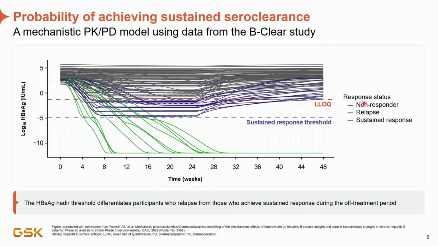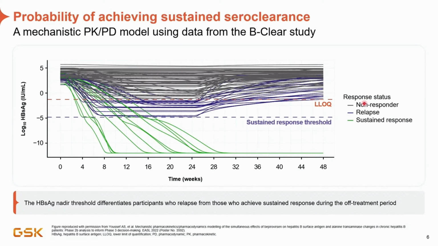So we can start to investigate this, and this is from my colleague Amir Yusuf, who used pharmacological modeling to model out the surface antigen changes from the BClear data. And you can see that there are participants in grey who either don't drop surface antigen very much or don't get down to the lower limit of quantification, and none of them go on to become seroclearance patients. So undetectable surface antigen during Bepi treatment is necessary for somebody to become a seroclearance patient, but it's not sufficient.